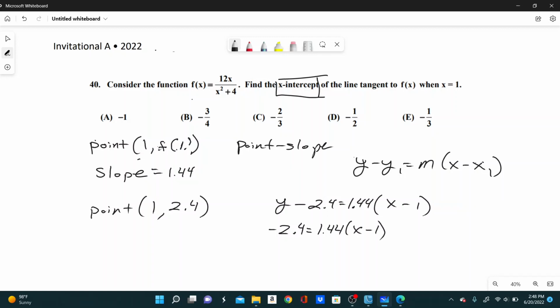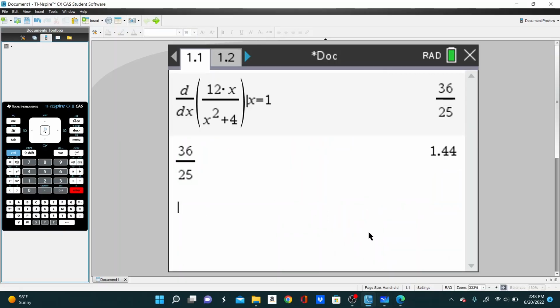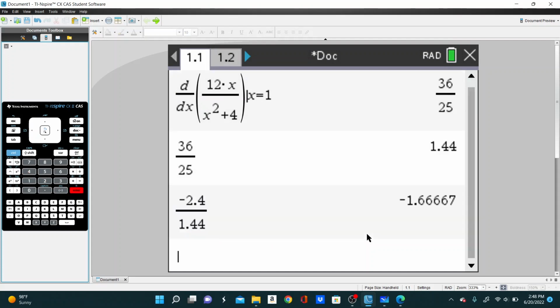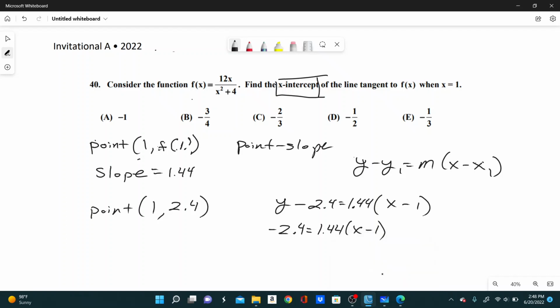So we divide both sides by 1.44. So negative 2.4 divided by 1.44 looks like negative 1 2/3. And so this is negative 1 2/3 or negative 5/3 equals x minus 1. And then if we add 1 to both sides, we get x is equal to negative 2/3. And that's answer choice C.